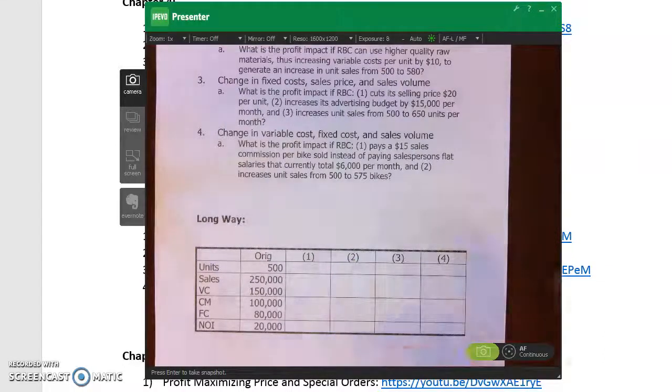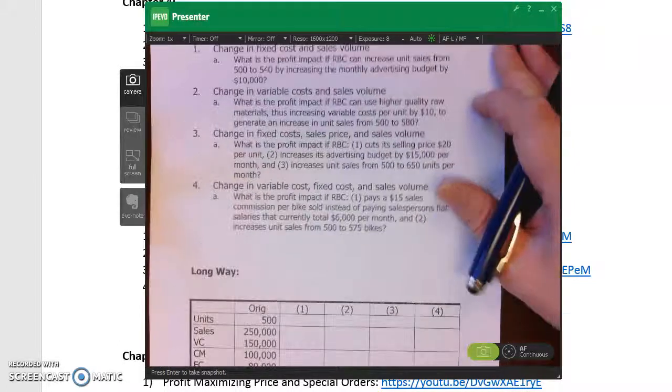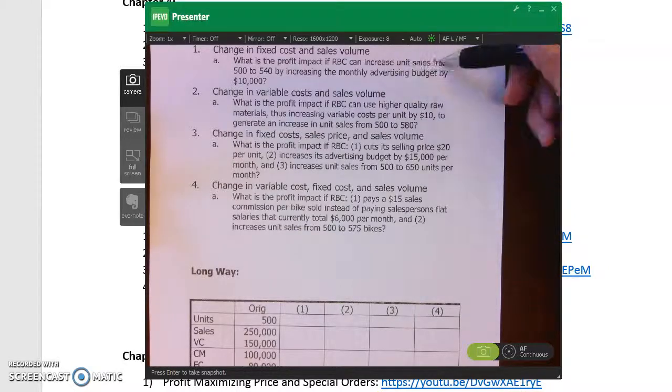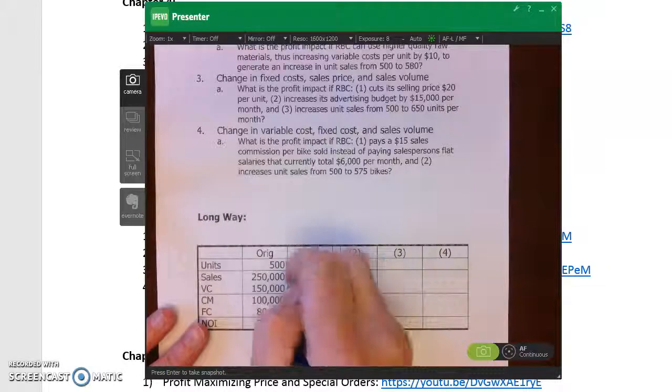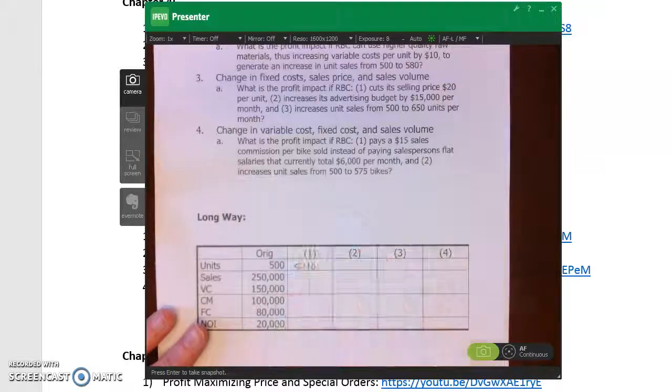Okay. Again, getting back to what I said in an earlier lecture video, just about everything that we do in this chapter with CVP can be done using the profit equation. So some of these shortcuts don't make very much sense. Remember the profit equation, okay? We say over here, what's the profit impact if we increase sales from 500 to 540? So then that means my sales units goes to 540.